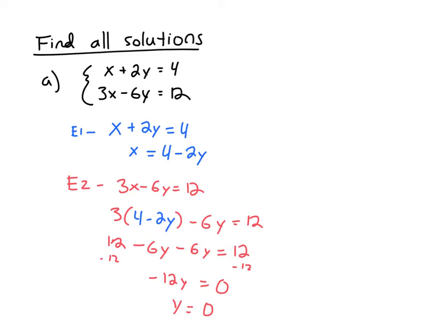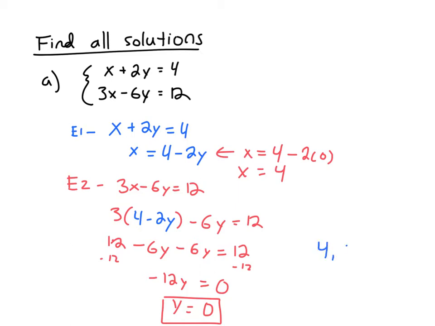Alright, so what's my solution? Oh, I'm not done yet, because I've only solved for one of the variables. I still need to solve for x. The way I'm going to do that is go back here and say x equals 4 minus 2 times 0, so 4 minus 0. So x equals 4.